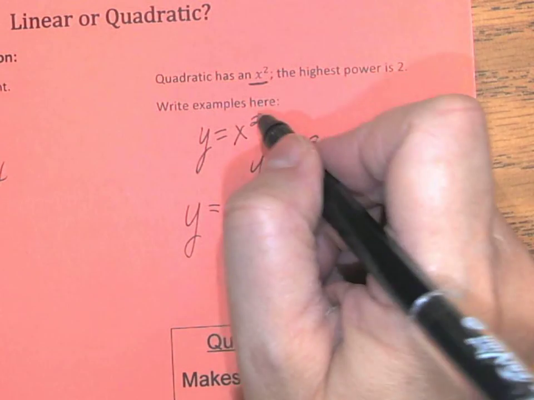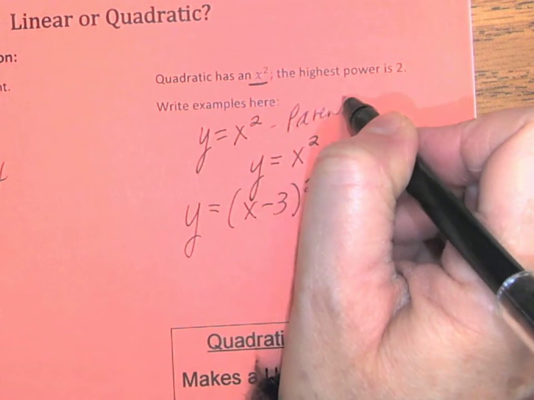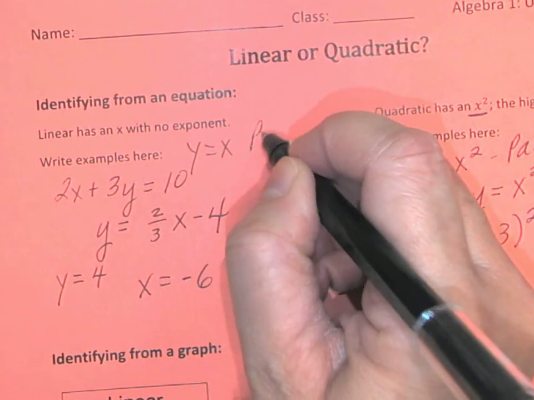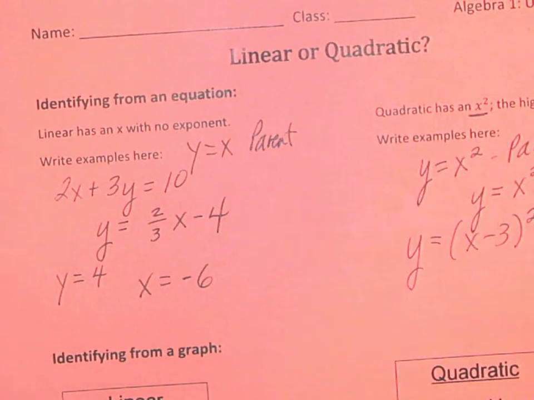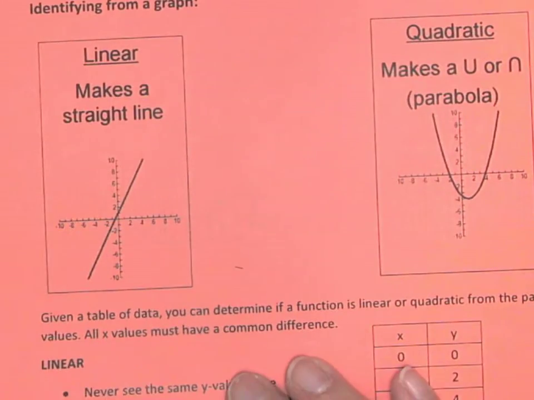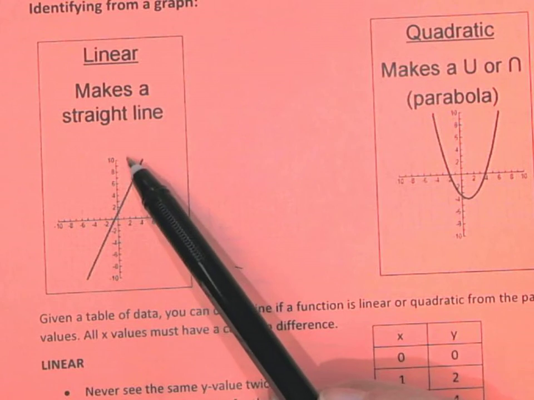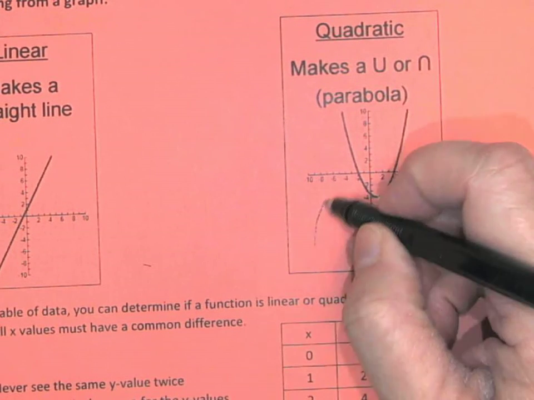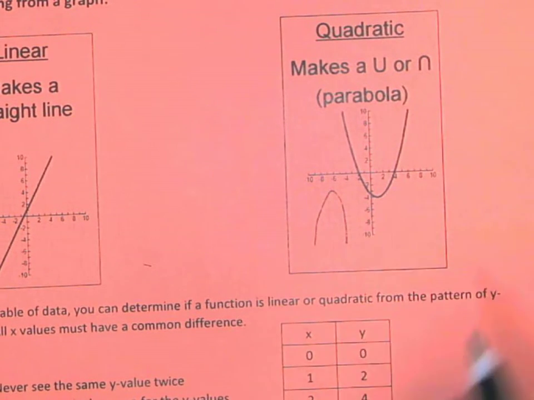Now, I said this was the parent function. I should have pointed out that the linear parent function is y equals x. So, from a graph, linear is going to be a straight line, quadratic is going to be a U. We call that a parabola. It also could be upside down.